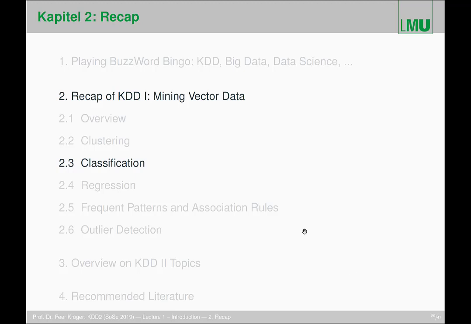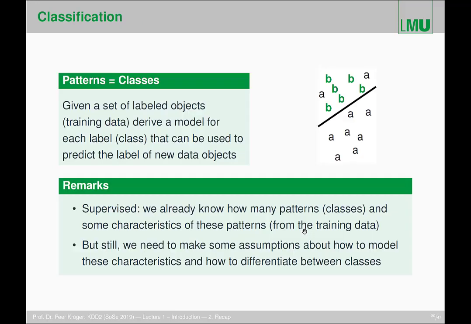We are in the recap. We talked about clustering in the last podcast. Now we talk about classification, which is a supervised task. So now the patterns are called the classes, whereas in clustering the patterns are the clusters. The task is, given a set of labeled objects, so objects where we already know to which class, to which cluster, to which pattern they belong to.